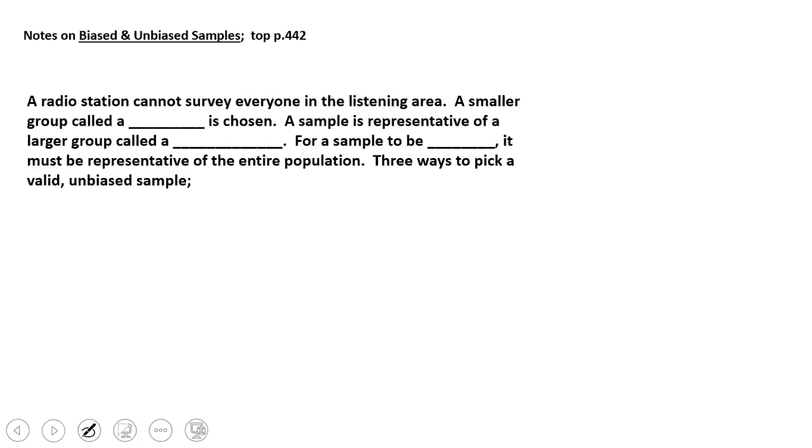A radio station cannot survey everyone in the listening area. It's impossible. So a smaller group called a sample is chosen. A sample is representative of a larger group called the population. For a sample to be valid, it has to be representative of the entire population. Three ways to pick a valid, unbiased sample are.